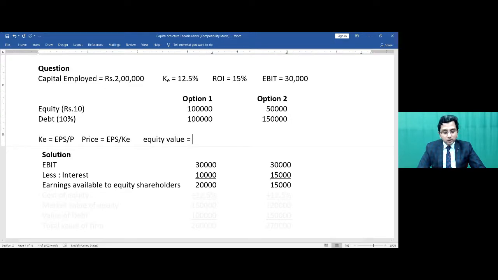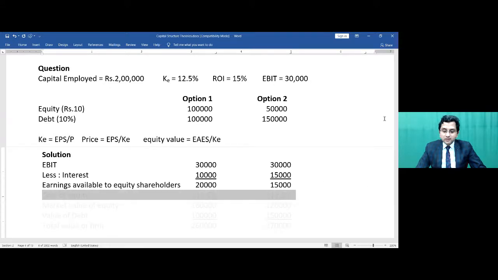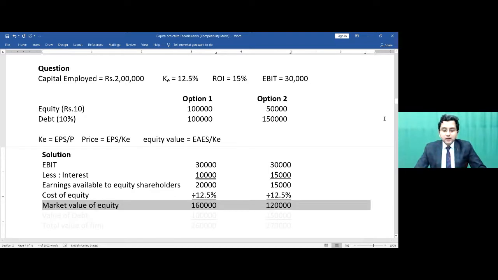But if you want to calculate it for all equity shares, then in place of EPS, you should put earnings available to equity shareholders and divide it by cost of equity. So EAES divided by KE will give you the market value of equity. Given in the question, cost of equity is 12.5%. Therefore, market value of equity is 1,60,000.